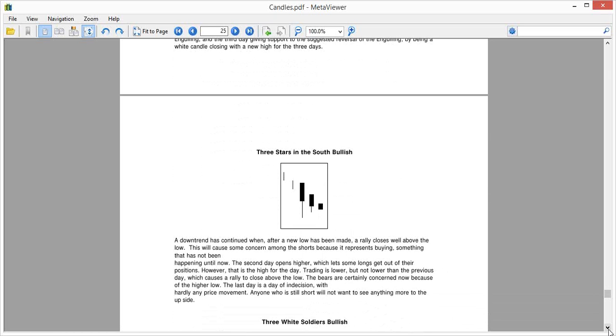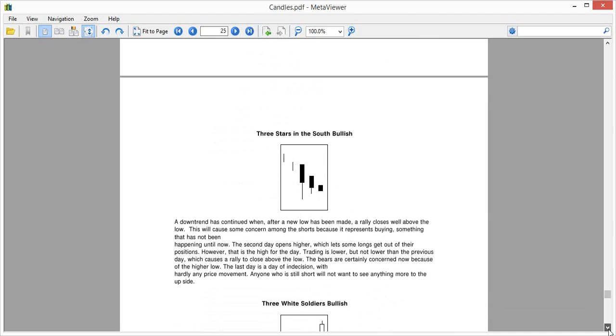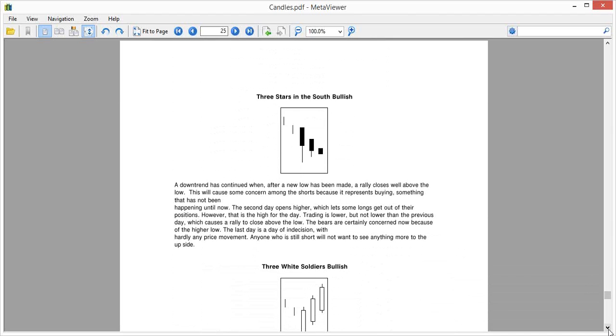3 stars in the south bullish. A downtrend has continued after a new low has been made. A rally closes well above the low. This will cause some concern among the shorts because it represents buying that has not been happening until now. The 2nd day opens higher, which lets some longs get out of their positions. However, that is the high for the day. Trading is lower, but not lower than the previous day, which causes a rally to close above the low. The bears are certainly concerned now because of the higher low.